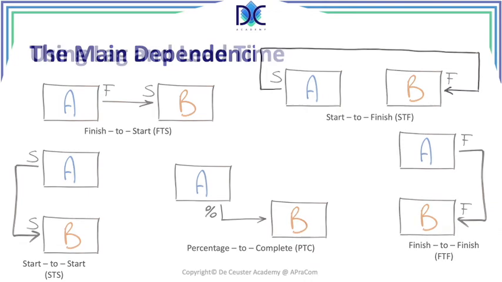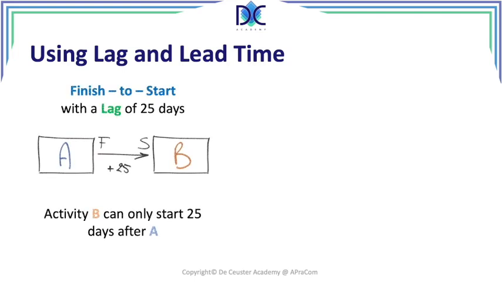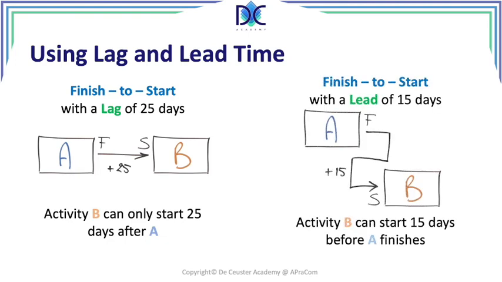Now, we also can use lead and lag times. When we have a lag, we have a finish to start activity here with a lag of 25 days. This means that activity B can only start 25 days after A. On the other hand, we have a finish to start where we have a lead of 15 days. Activity A finishes and activity B can start 15 days before A finishes. So these are in fact the different possibilities that we can use to create network diagrams.